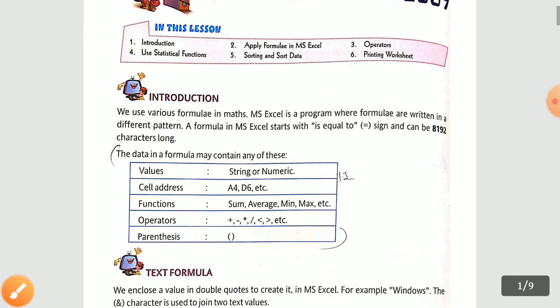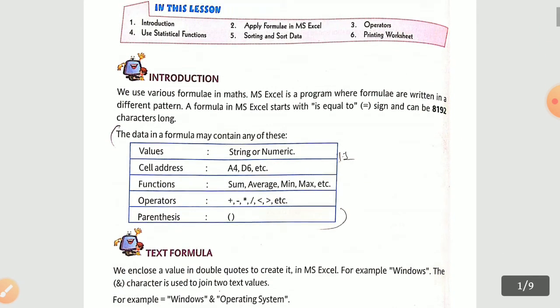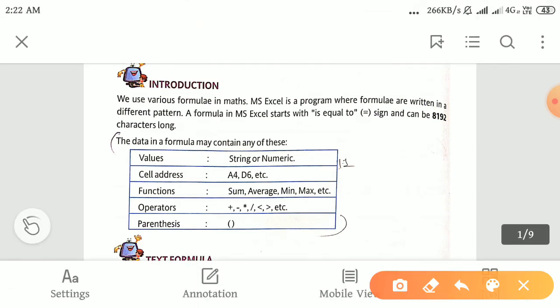So let us start with the introductory part. Now see at the top, we use various formula in maths, right? In mathematics we use various formula for taking out a particular task, like addition we are going to use plus, subtraction we are going to do minus, and all those things. So MS Excel is a program where formula are written in a different pattern. So some kind of difference we are going to make over here in MS Excel, but the concept is same, right? All these formulas we are writing, all the concept, all the working is same, just you have to write down in a different pattern. Now in this chapter we will learn how we are going to write down in that different pattern.